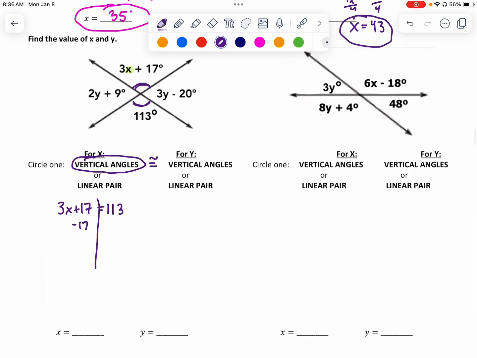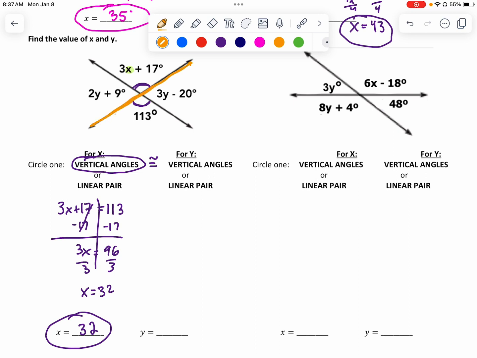So we've got minus 17, 3x equals 96, divide by 3, so x equals 32. For y, you have a couple of options. So you could do vertical angles because the y's are across from each other, or you could do linear pair because it's sitting on a straight line with the 113. So kind of up to you. I'm going to choose the linear pair.